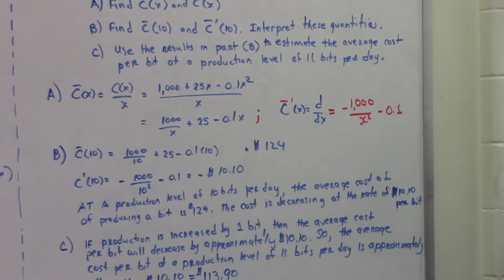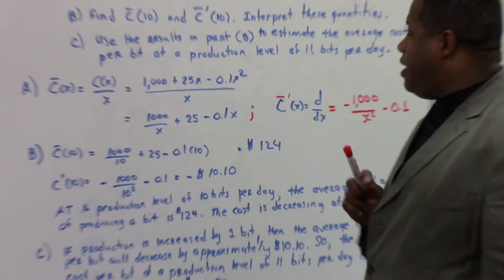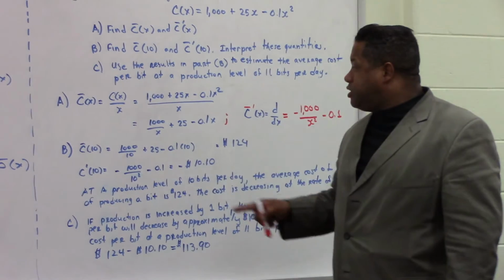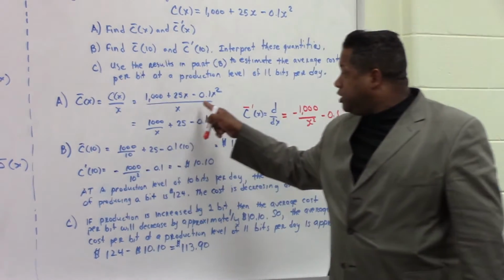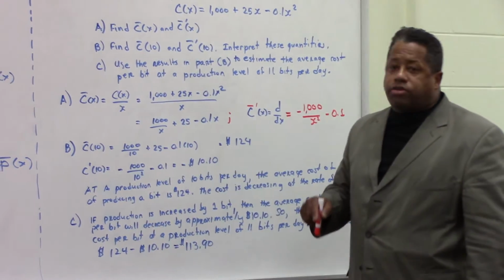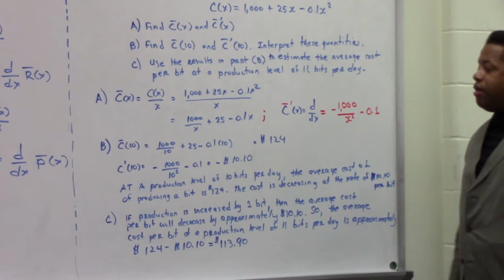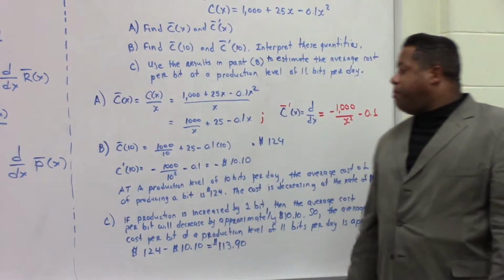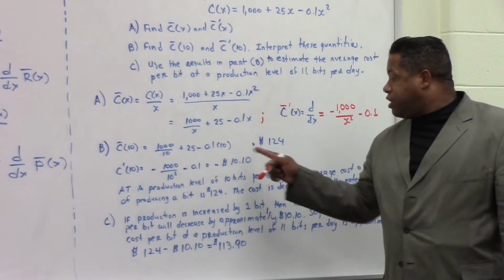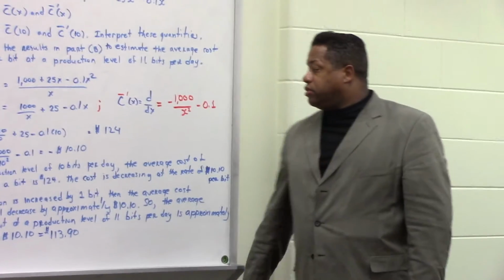And so when we do that, first we want to take the value of 10 and plug it into this function first, which is just C bar. See C bar? C bar is right here. So we want to substitute 10 in where the X is, right? So 1,000 divided by 10 plus 25 minus 0.1 times 10 is going to give us $124 for that calculation.